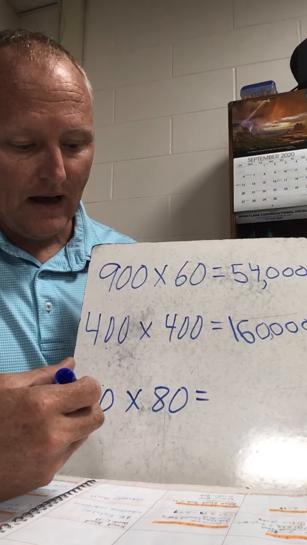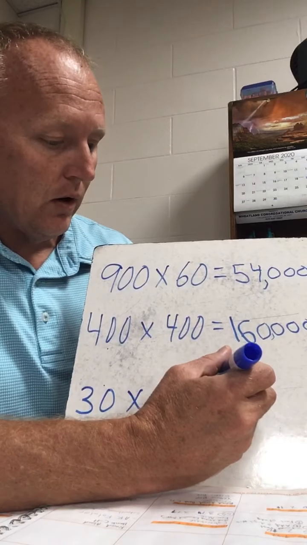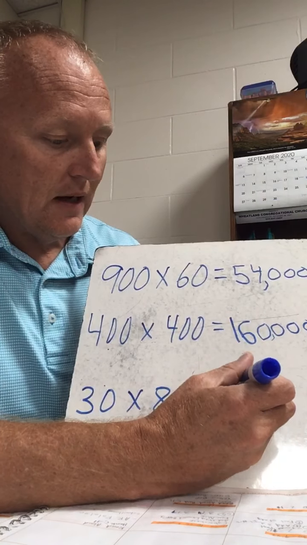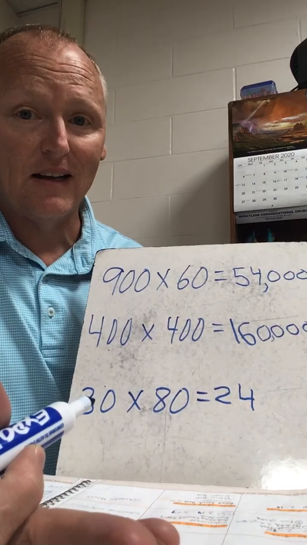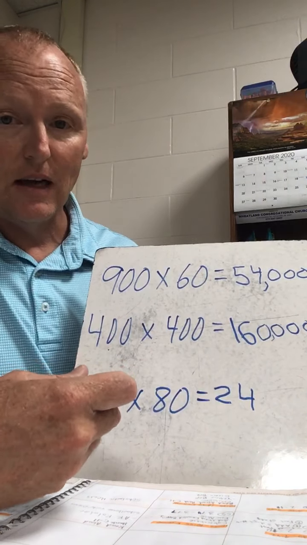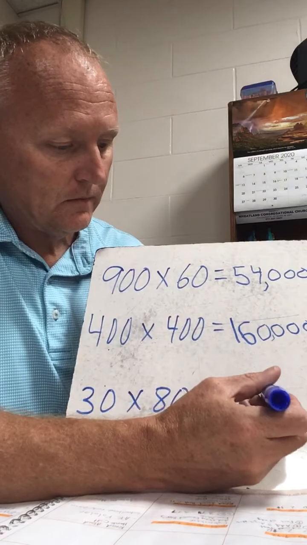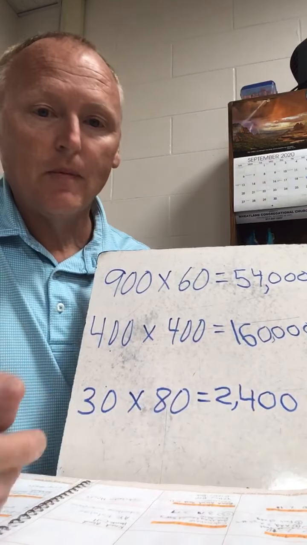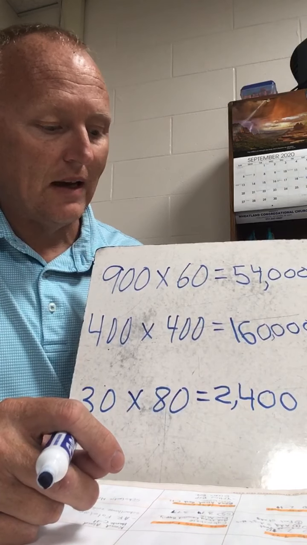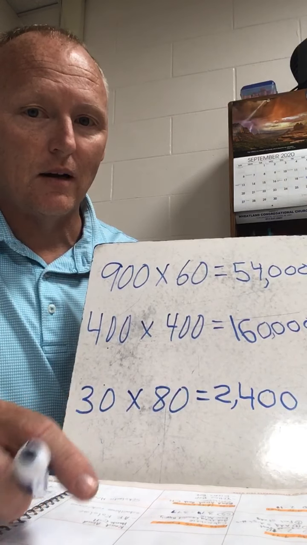Okay? If you have it memorized, you would know that it's 24. If you did not have it memorized, you would have to use one of the strategies to find the basic fact out. Then you count your zeros. 1, 2. Okay, that's 2,400 for your product.